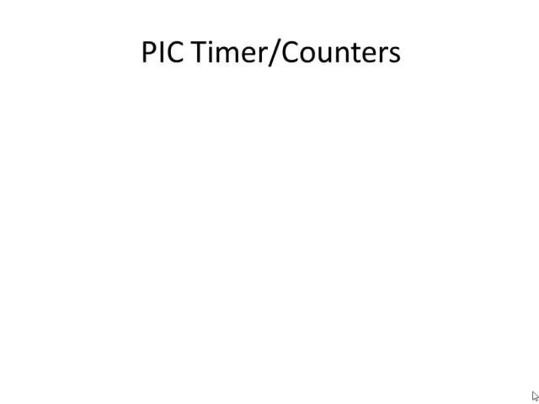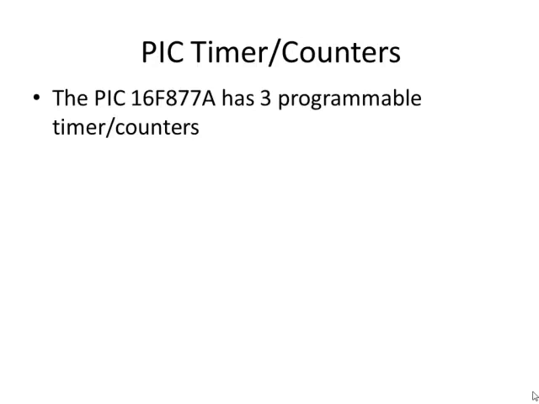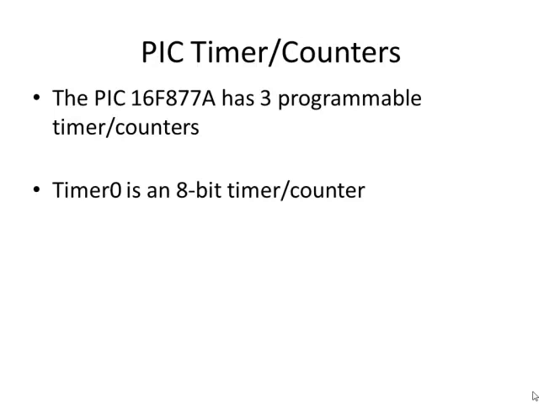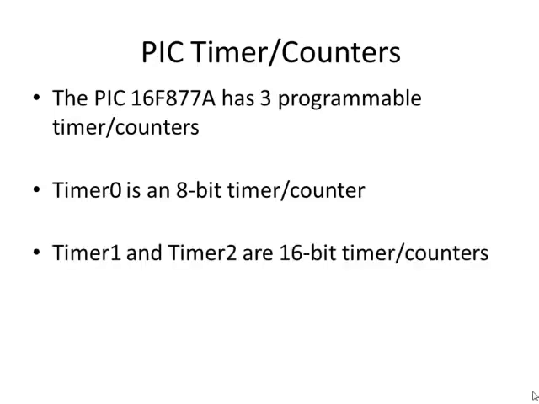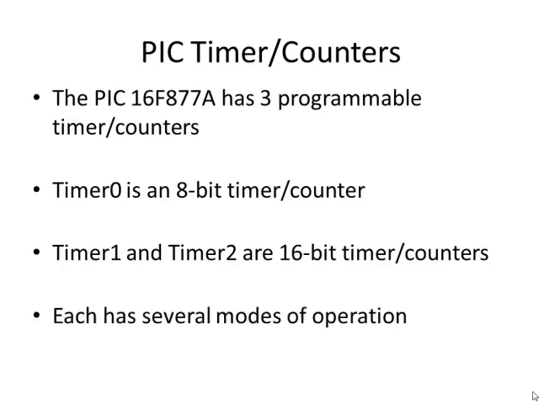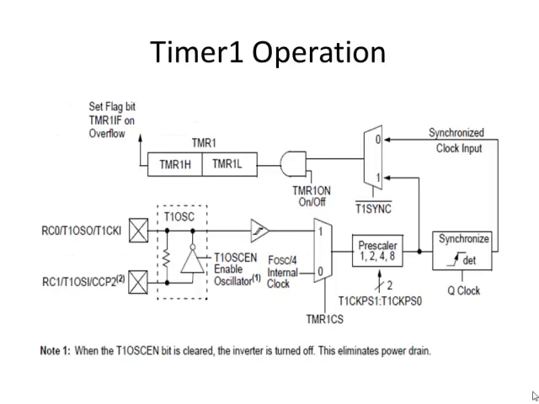So let's take a look at the PIC timer counters. Well, to begin with, this PIC chip, the 16F877A, has 3 programmable timer counters. They're called Timer 0, Timer 1, and Timer 2. Timer 0 is an 8-bit timer counter. Timers 1 and 2 are 16-bit timer counters, and their operation is identical to each other, so I'm just going to show you Timer 1. And each one has several modes of operation, and you choose the mode based on the control word that you write to its control register.